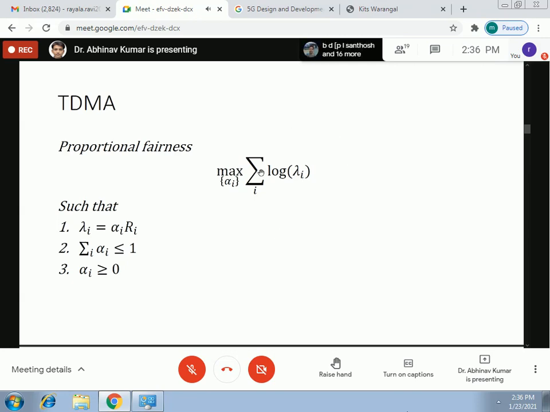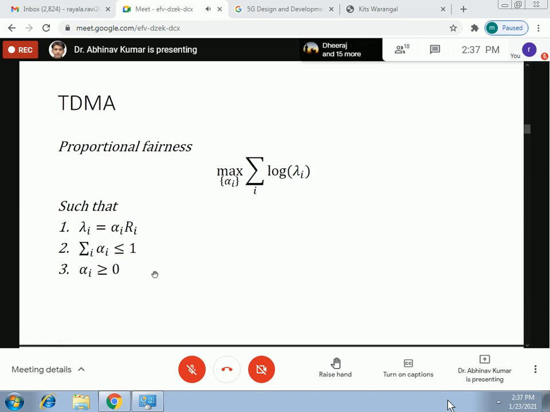So now we have this new optimization problem where the difference from the sum rate maximization is that the objective function has been changed to proportional fairness, right? The other constraints remain the same because physically it is the same problem. The way we compute resultant rate remains the same because we are still allocating time fractions, so the rate has to be lambda i equals alpha i R i. All time fractions have to be non-negative, so alpha i has to be greater than or equal to 0 for every i, and summation over all i of alpha i has to be less than or equal to 1.